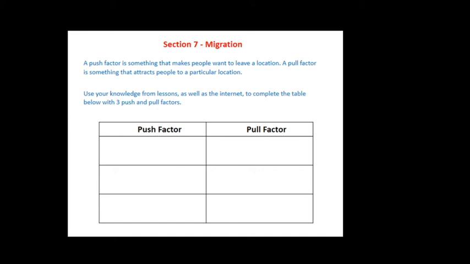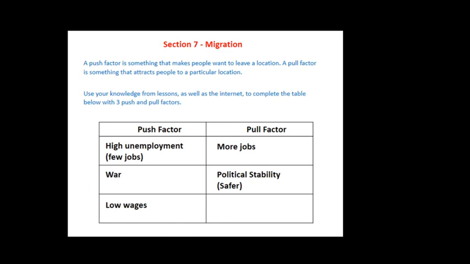Now there's lots and lots of different push and pull factors. I've just got a couple of examples on here to show you. So push factor, high unemployment, hardly any jobs, therefore it's going to be hard for you to make some money for you and or your family. If there's a war going on, and if there's low wages. Whereas something that's likely to attract you to an area is if there's more jobs, so you've got a better chance of getting a job and therefore getting money. War, the opposite to war, sorry, so political stability, so you're going to be a lot safer there. And if there's better paid jobs. So it's basically the opposite to the push factors.